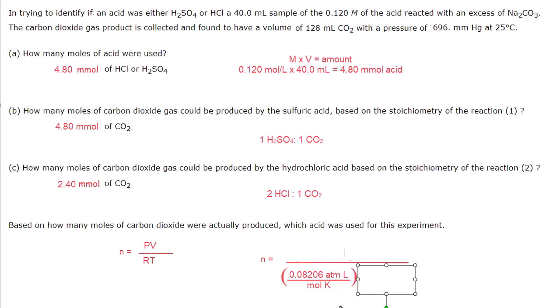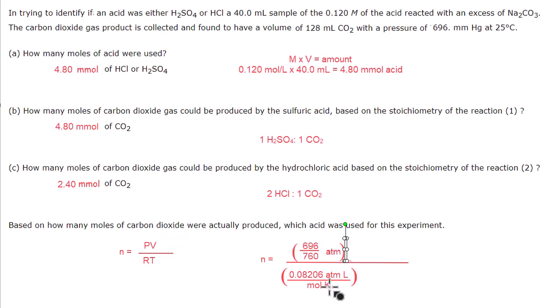Well, for our atmospheres, our P, we are given 696 millimeters of mercury, or torr. AP uses both of these, a non-standard unit, but that's the one that they use. And to change that into atmospheres, we divide by 760. So this is going to be that 696 divided by 760, and this provides us our atmospheres. And again, this is something you've got to remember for AP Chem, changing torr or millimeters of mercury into atmospheres.